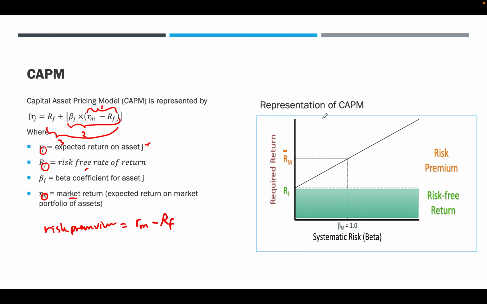So, the representation of CAPM in a graph. This is the required return, where the return of the market is here, the risk-free rate is right here, and this is the measure of beta, systematic risk. So, the higher the beta, the higher the required return. This consists of the risk premium. If RM and RF are equal, then there is no beta premium.